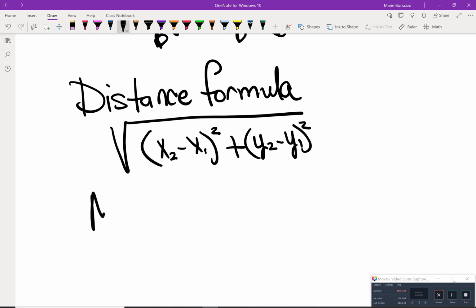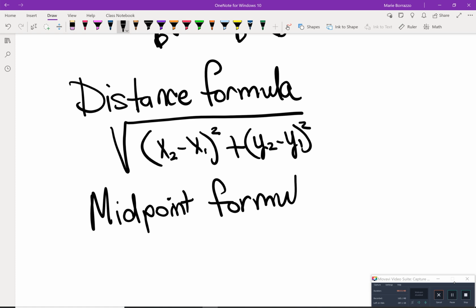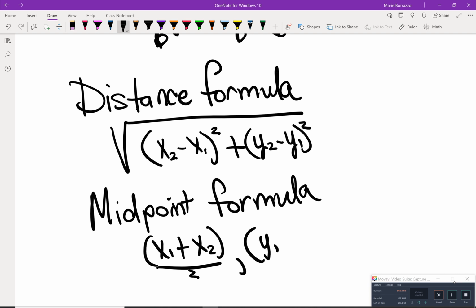They also may give you the midpoint formula, or ask you for the midpoint of something. And so if you recall the midpoint formula, you simply take x1 plus x2 and divide that by 2. And that's your x coordinate. And then y1 plus y2, the order doesn't matter. Remember, that's the commutative property. All of that divided by 2, and all of this is your midpoint.